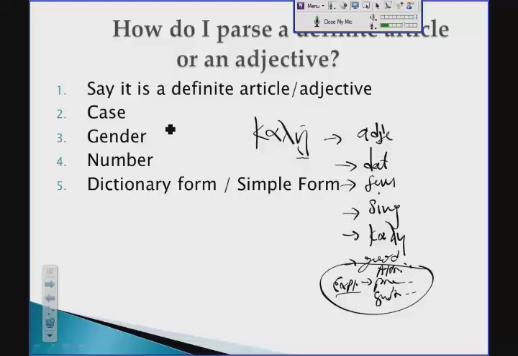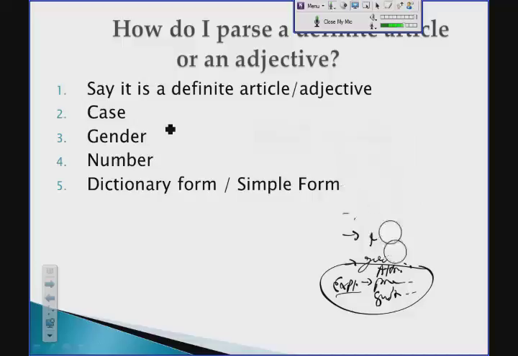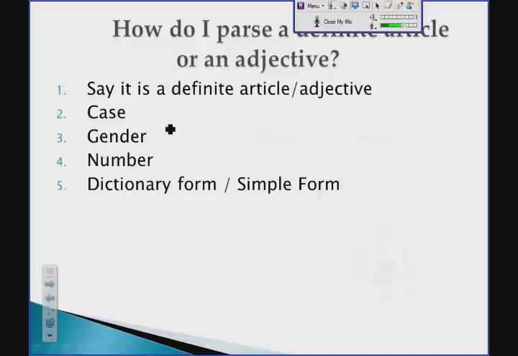I want us to finish this quickly so we can at least treat one sentence together where there is an adjective, and parse everything. And then its meaning, we have talked about that, and then explain. Okay?